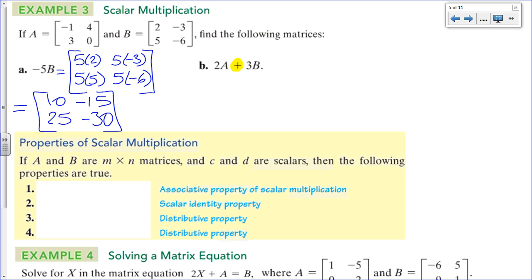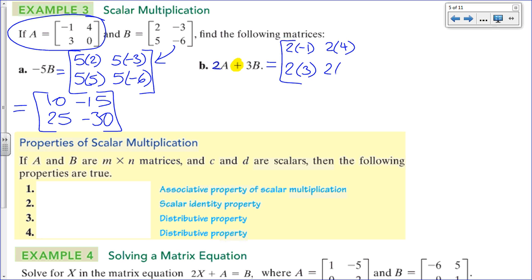And you might be wondering, do I have to do this? Well, for your test, which is a take-home exam, yes, you do. You have to do it if you want to get the full credit. Now, let's work on the next one, and we're going to multiply 2 times matrix A. So make sure you take the correct matrix. In this case, we will have 2 times negative 1, 2 times 4, 2 times 3, and 2 times 0.